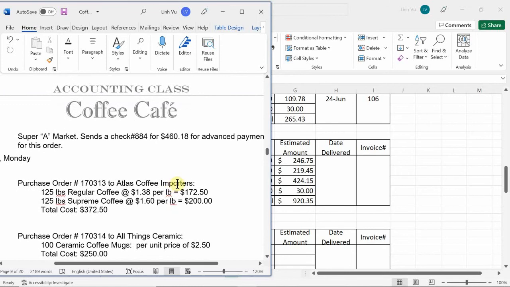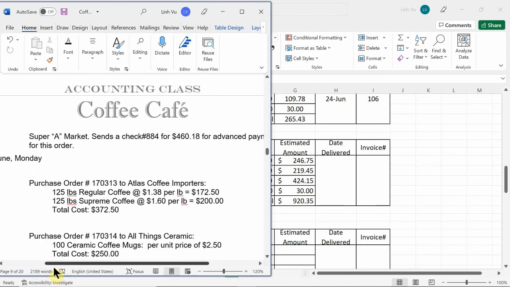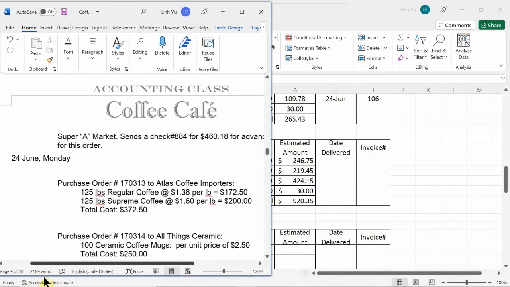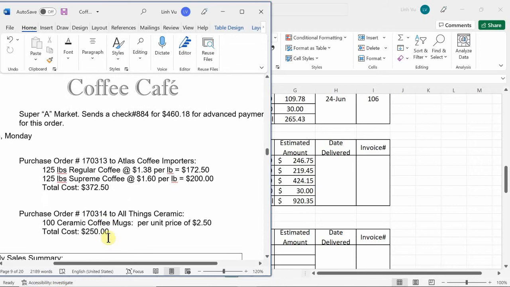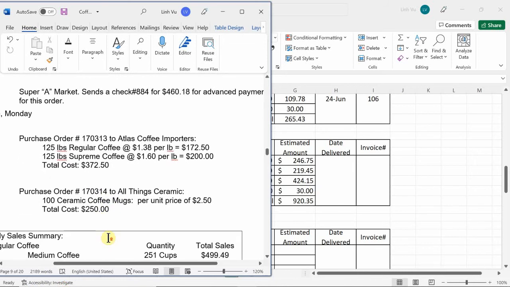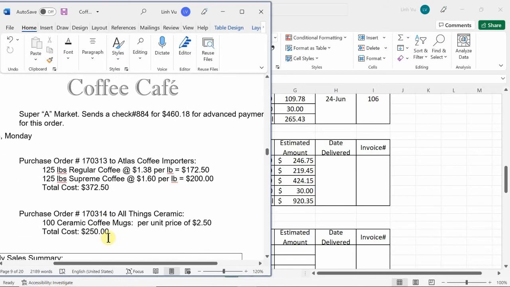So then let's see what happened. Still on Monday, June 24th. Here, we're going to submit 2 purchase orders. Purchase order number 313 and 314. We're going to order more coffee. And then 314 is going to be the ceramic coffee mugs. Okay, but this time we're ordering 100.